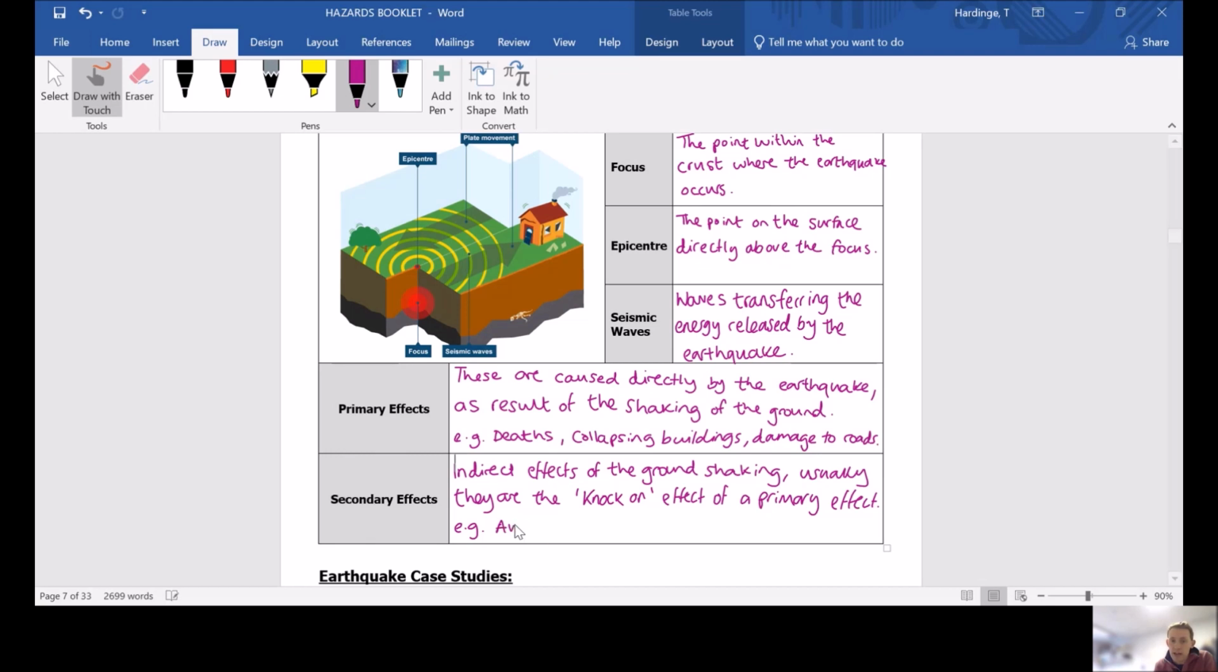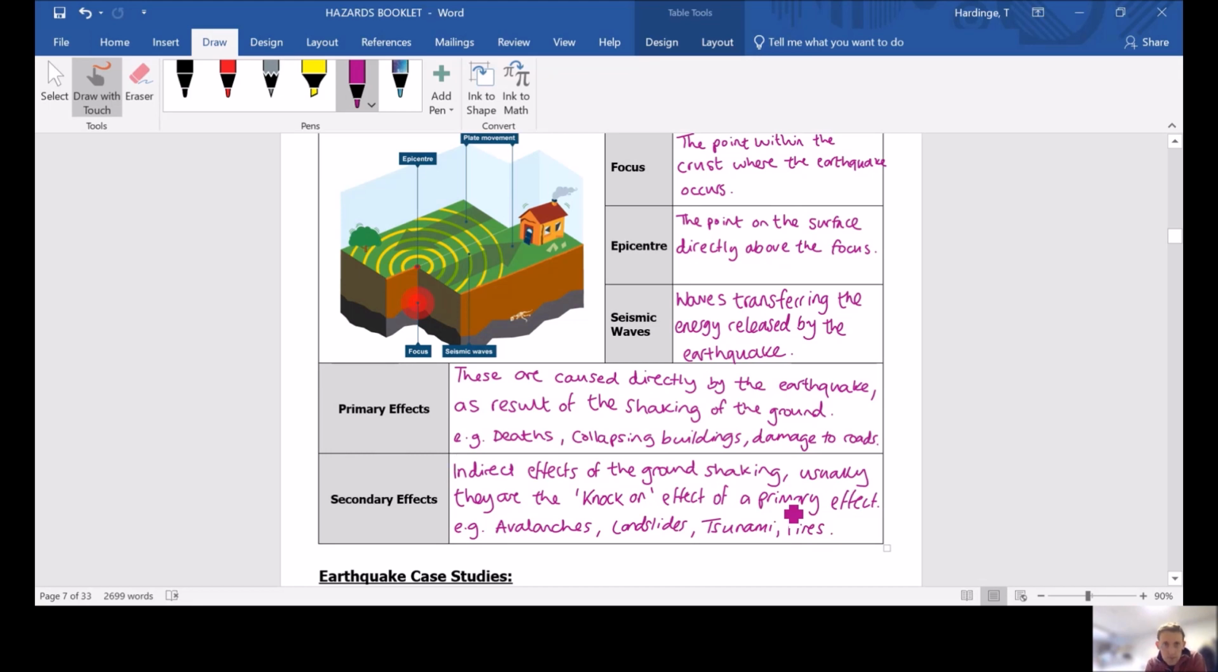Some examples which will relate to some of the case studies we're going to have a look at, things like avalanches, landslides, tsunami, and also fires as well, because the primary effect might damage some roads and some gas pipes underneath those roads, and then a secondary impact could be that that gas then catches fire and the fire can then cause damage to buildings.